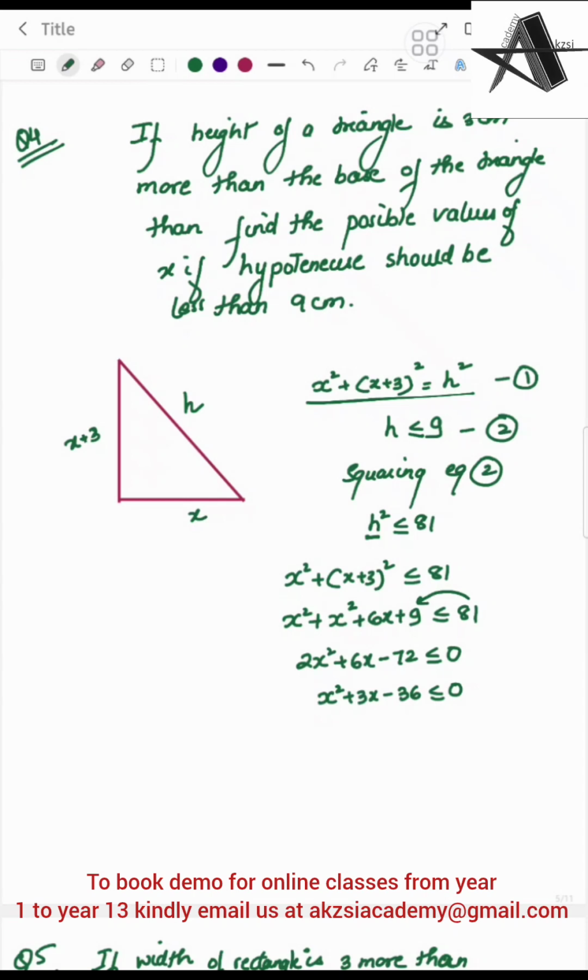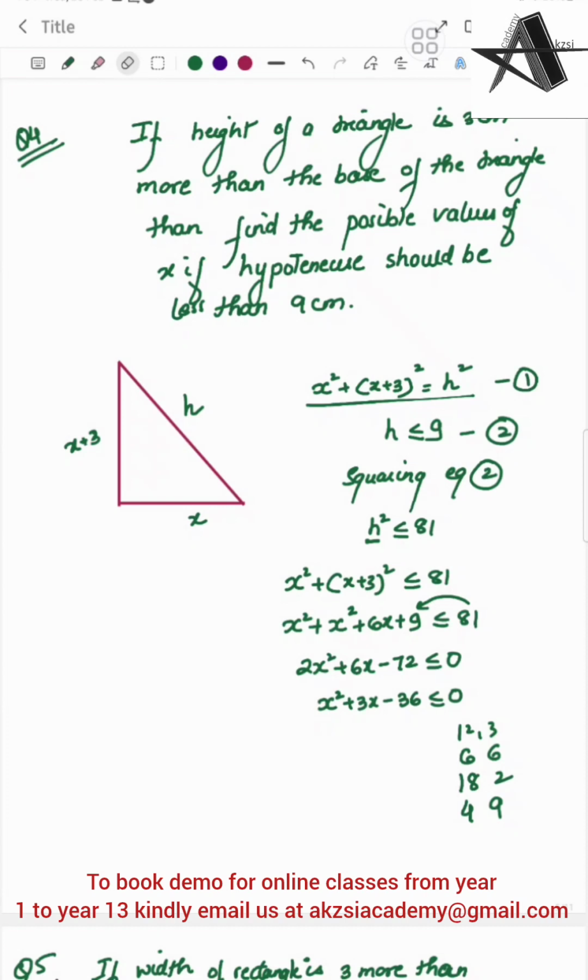Now you have to think of two numbers. Their product should be negative 36 and their sum should be 3. So 36 can be split into what? 12 into 3, or it can be split into 6 into 6, or 18 into 2, or 4 into 9. These are all possible combinations, but none of them can give me the sum as positive 3.